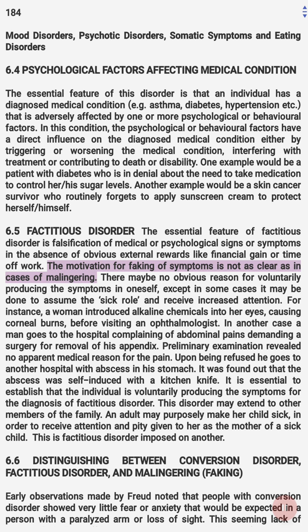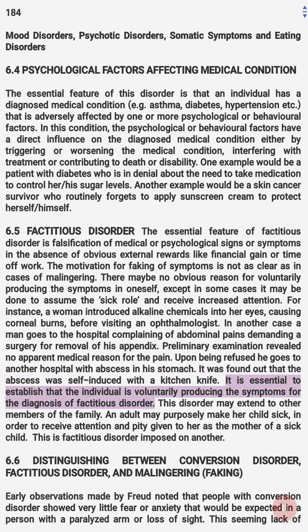The motivation for faking of symptoms is not as clear as in cases of malingering. There may be no obvious reason for voluntarily producing the symptoms in oneself, except in some cases it may be done to assume the sick role and receive increased attention. For instance, a woman introduced alkaline chemicals into her eyes, causing corneal burns, before visiting an ophthalmologist. In another case, a man goes to the hospital complaining of abdominal pains, demanding a surgery for removal of his appendix. Preliminary examination revealed no apparent medical reason for the pain. Upon being refused, he goes to another hospital with abscess in his stomach. It was found out that the abscess was self-induced with a kitchen knife.